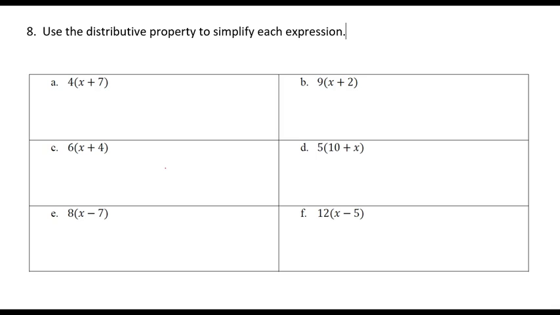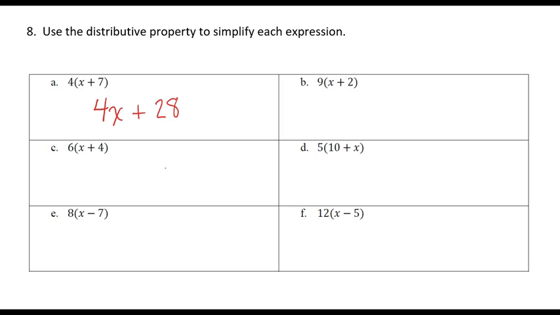And the last section is just practicing simplifying the expressions. I'll just do a couple of them here. The first one has a 4 outside of the parentheses. That means I need 4 copies of everything inside the parentheses. Well, 4 copies of x would be 4x. And I'm going to add to that 4 copies of 7. 4 copies of 7 would be 28.